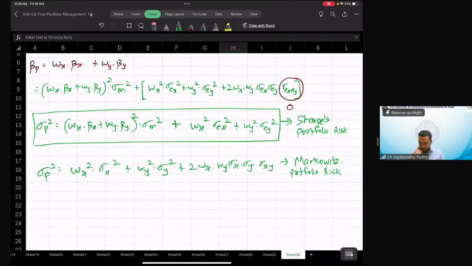Okay, so we need to remember this Sharpe's portfolio risk. What are the inputs that we need in Sharpe's portfolio risk? Weightage of both the securities, beta of both the securities, and unsystematic risk or variance of x and y. These three items we need: beta of both securities, weightage of both securities, and unsystematic risk of both the securities, along with, of course, the variance of market. Okay, so this is what the Sharpe portfolio risk is. Now, let me just solve a question which will be targeting this particular formula.